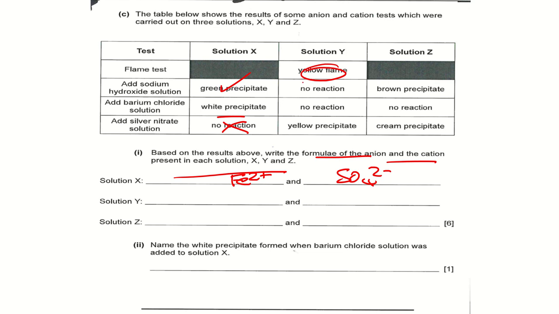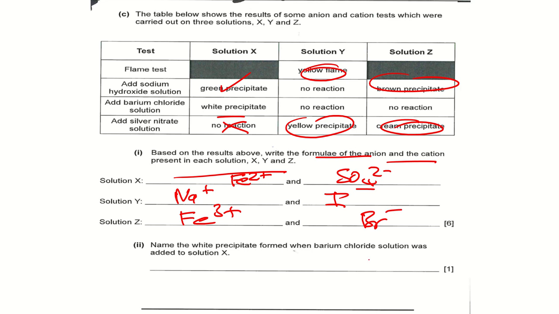In Y, I have a yellow flame colour. That tells me I've got sodium ions. I have a yellow precipitate down here. I have iodide ions. I have a brown precipitate here. That tells me I have iron 3 plus ions. And I have a cream precipitate here. That tells me I have bromide ions.